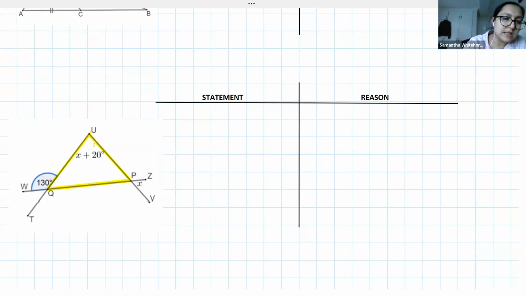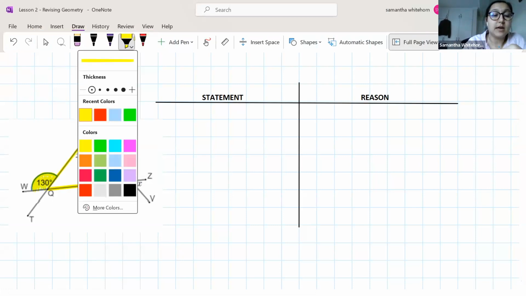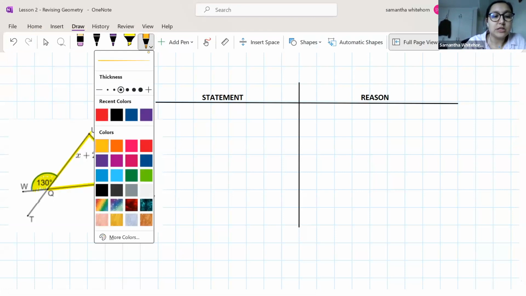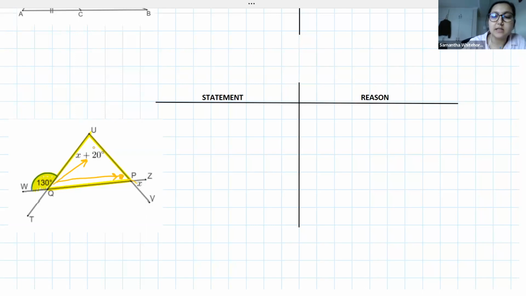I also see that this 130 degrees is actually the exterior angle to this triangle. So automatically I should be thinking, oh, I need to use exterior angle of a triangle. Now we know that exterior angle of a triangle means that this 130 degrees is equal to x plus 20 plus whatever this angle here at UPQ is. Now I don't know that angle, but I see that x is vertically opposite to it. So this angle UPQ is equal to x because of vertically opposite angles.